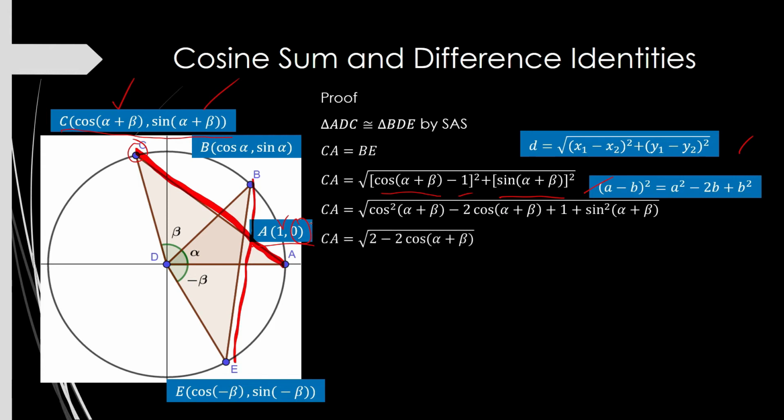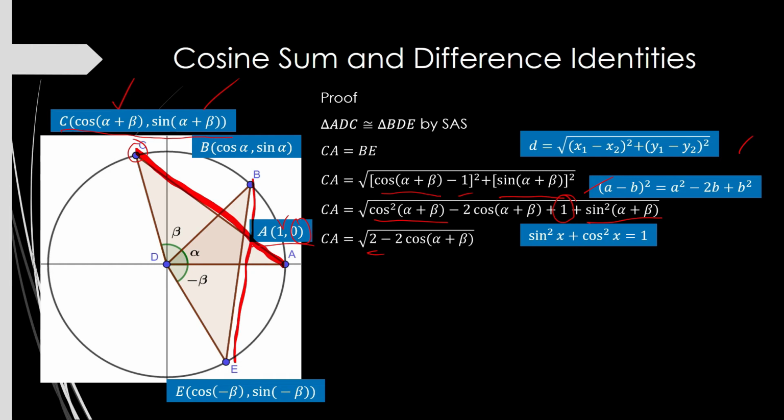Where did 2 come from? Now look at this. The square of sine of alpha plus beta plus the square of cosine of alpha plus beta, that is equal to 1. Why so? Well, from your Pythagorean identity. That's just equal to 1. Now look at this. We already have 1 here. So 1 plus 1 is 2. Okay? So that is the length of side CA.